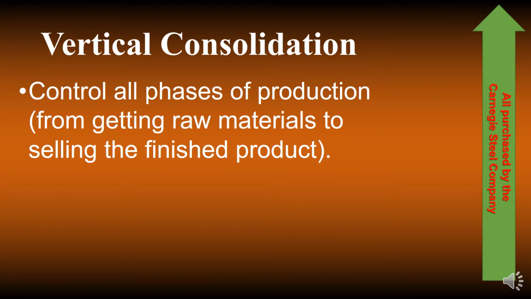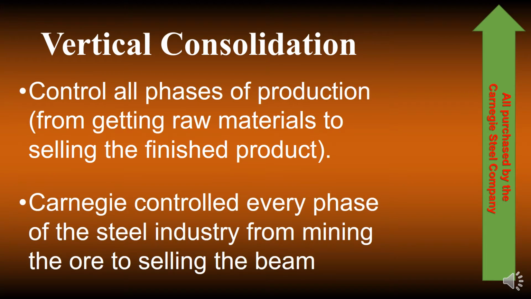There are two types of monopolies. One is called vertical consolidation. Notice how the arrow to the right is going up and down. That's vertical. Now, in order to have vertical consolidation, you have to control all phases of production, from getting raw materials all the way to selling the finished product. One of the most famous examples of vertical consolidation comes from Carnegie Steel. Carnegie controlled every phase of the steel industry, from mining the ore to selling the beam.